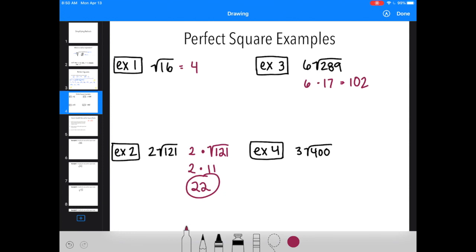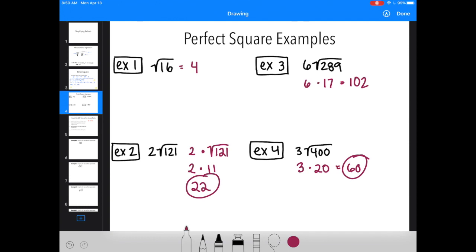All right, for example 4, I have 3 square root of 400. The square root of 400 is 20, so that leaves me with 3 times 20, which gives me 60. All right, not too shabby. So with perfect squares, you simply just solve that square root, get your whole number value, and if you have any junk in front of your trunk, you're going to multiply that out.